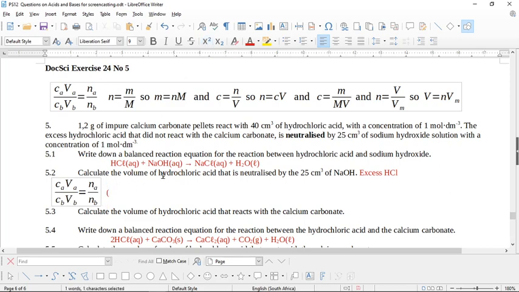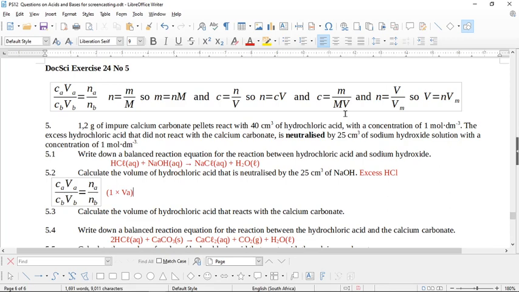Do we know the concentration of the acid? Yes, it says to you the concentration of the acid is 1 mole per cubic decimeter. We always like multiplying by 1. What is the volume of the acid? That is what we are trying to find. So we're going to put 1 times Va in there.